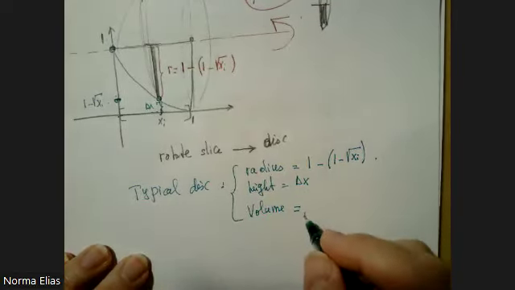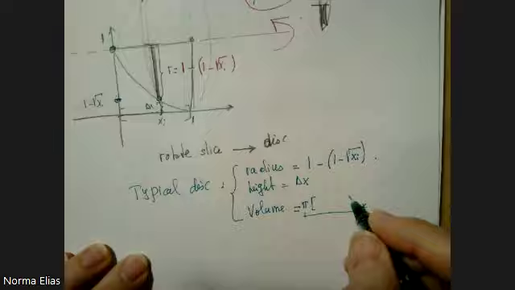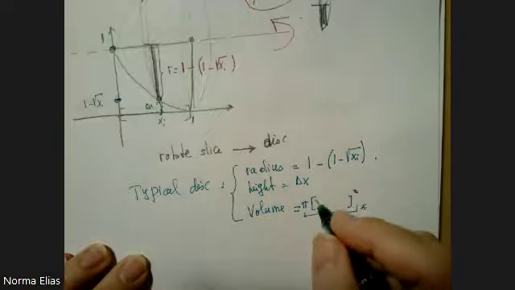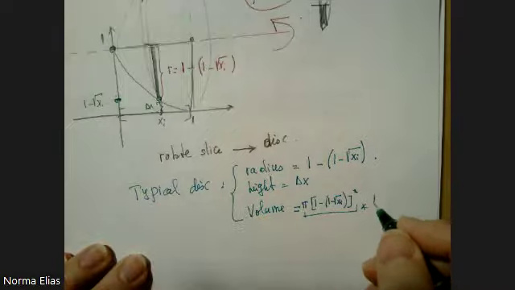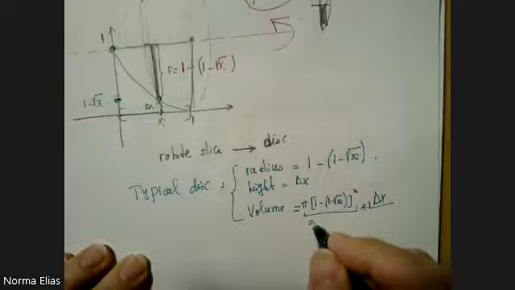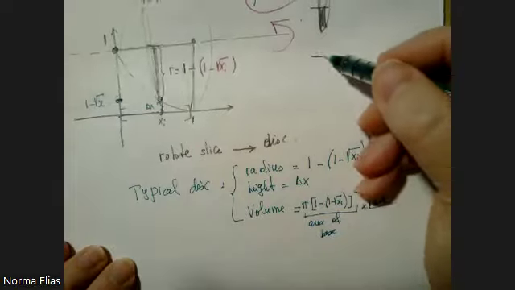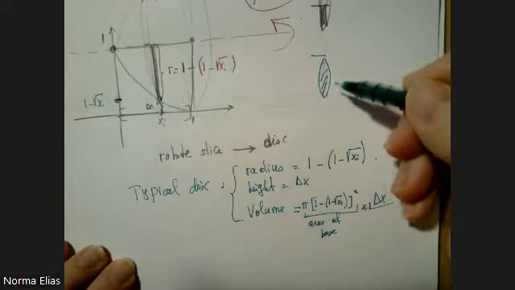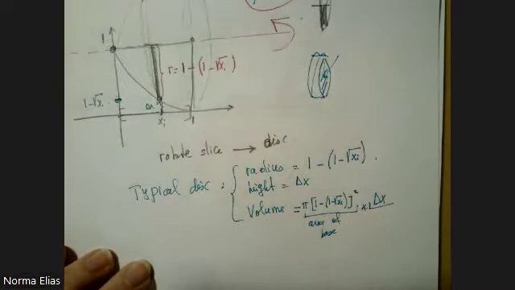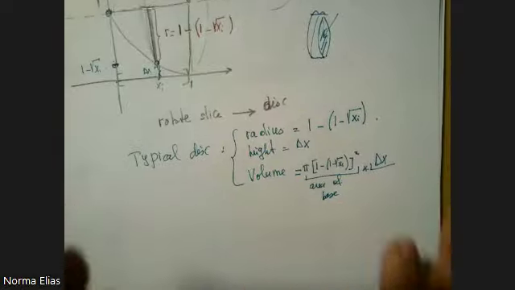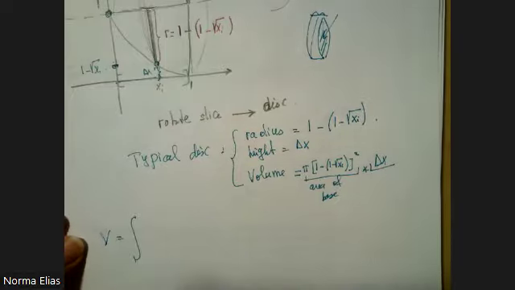At this stage, believe me, the problem is done. The volume is the area of the base, which means pi times the radius squared, which is 1 minus that, times the height. The area of the base times the height. So that's my disk. The volume of it is the area of the base times the little height to make it into a volume. Otherwise it will not be a volume. So now let us find the volume of the solid. It's equal to the following integral.